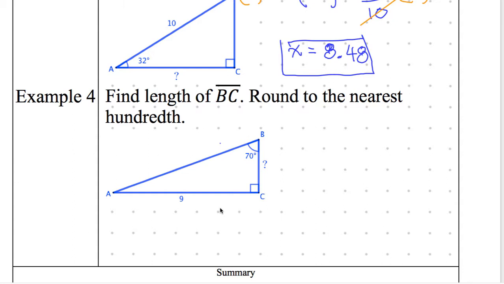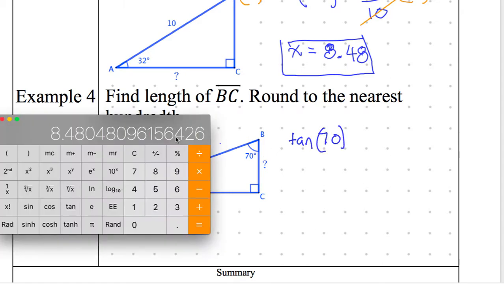One person knows. 2 people know. 3 people know. I'm going to wait for 5 hands. 4 people know. 5 people know. Chewy. It is indeed tangent of the angle, tangent of 70. Thank you, Chewy.